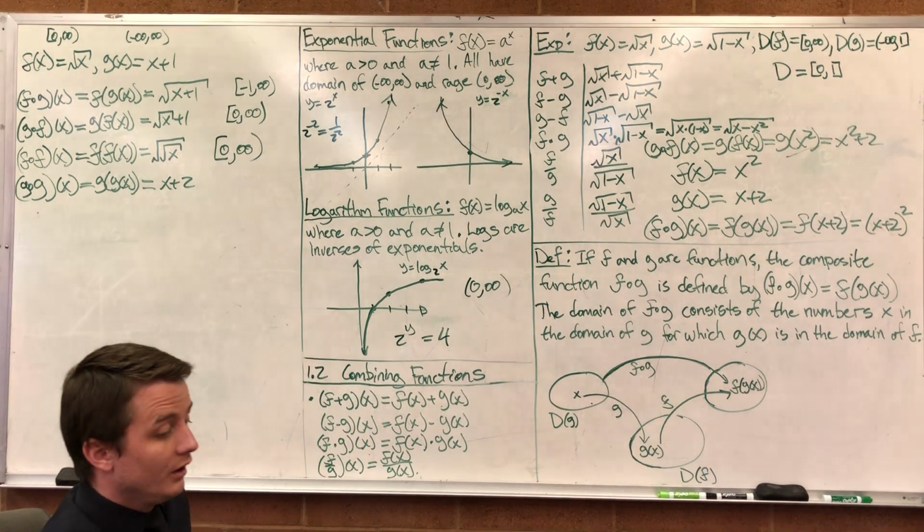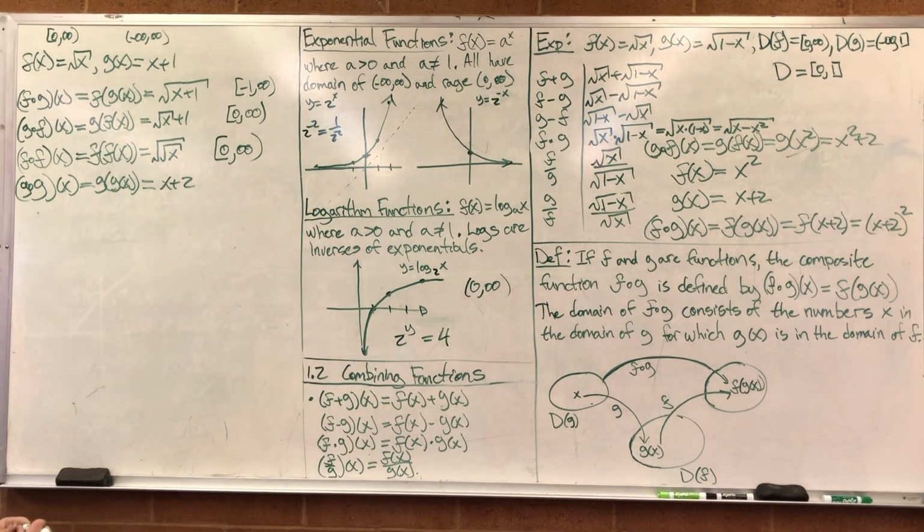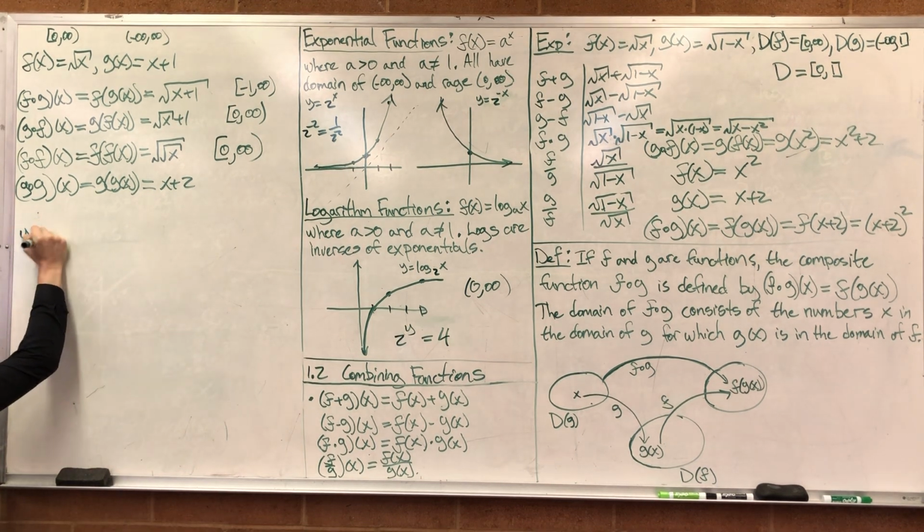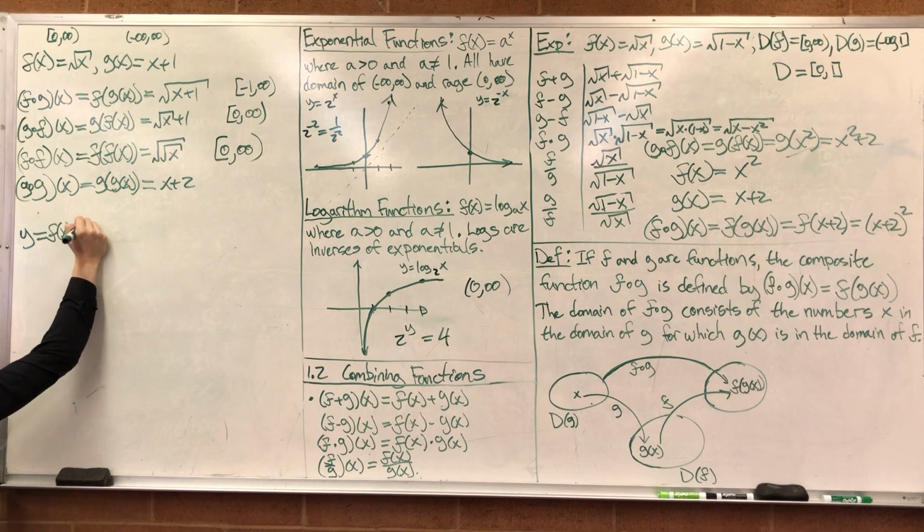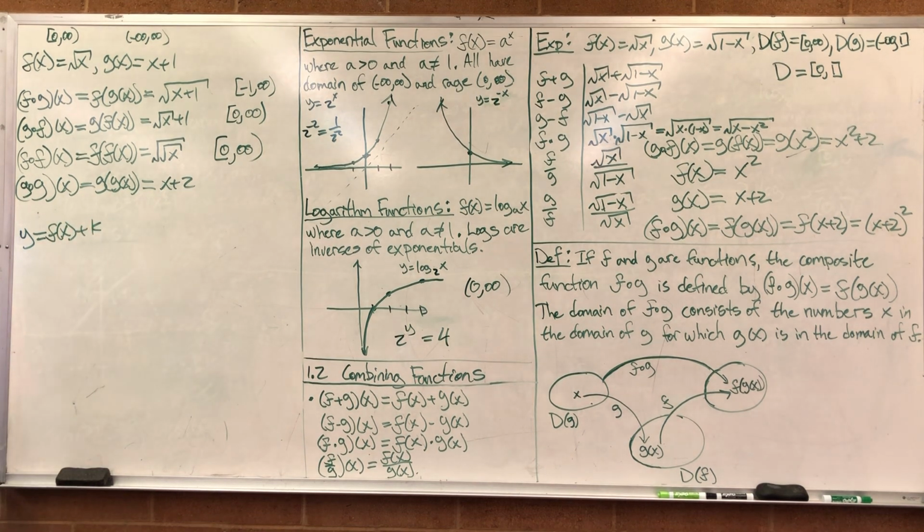Okay, now we're going to talk about vertical and horizontal shifting. So vertical shifting. Y equals f of x plus some constant k shifts the function up or down, however much the k is. Yep. Make sense? Yep. Okay.